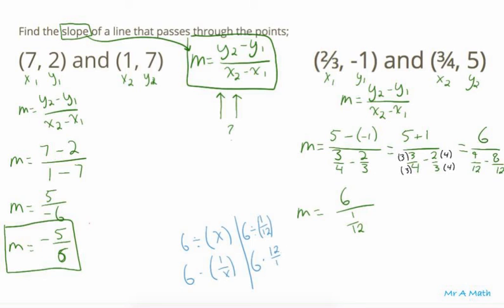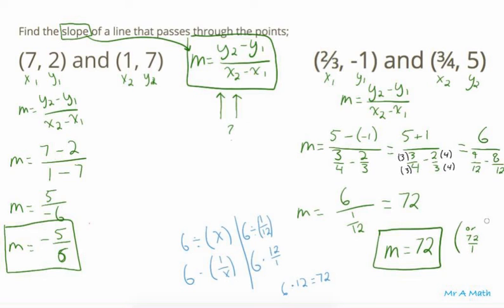Okay. And so 6 times 12 over 1 is just the same as 6 times 12, which is 72. So I can rewrite 6 over 1/12 as 72. So my slope here is 72. Or you can write it as 72 over 1. That's the same thing. So we'll put 72 over 1 in parentheses, right?